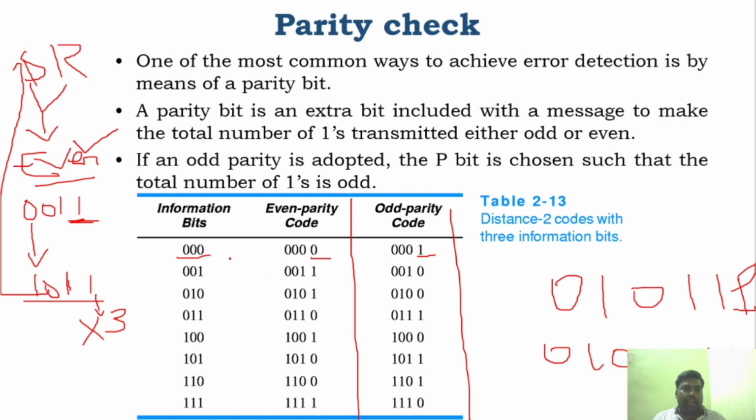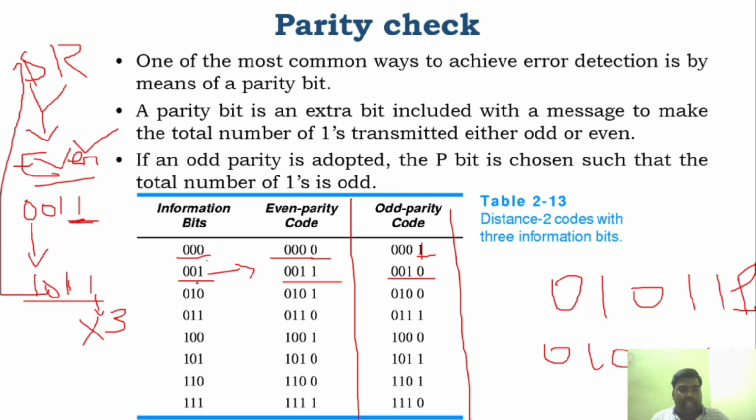You can see here 000, it is represented as 0 for even parity, because there are no ones here, right? And for odd, you can represent this as 1, because there should be at least 1. Similarly you can see 001, and here it is only one 1, so the even parity bit will be 1. So even parity, you can see now 2. And if the same message is represented in odd, you will add the parity bit as 0, right?